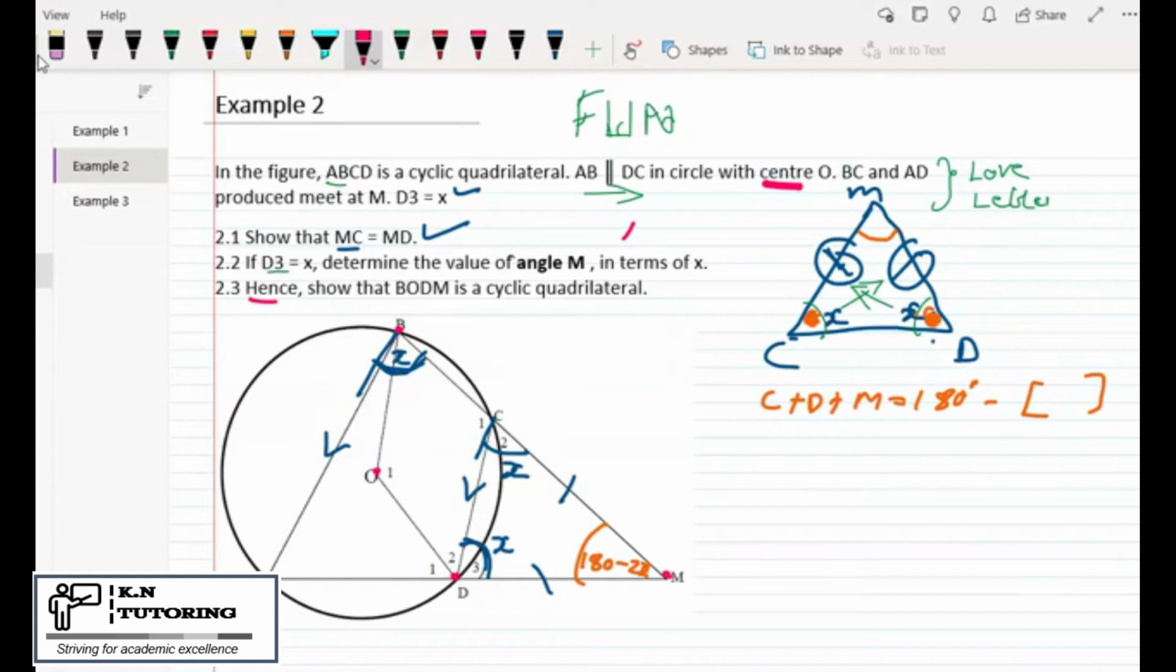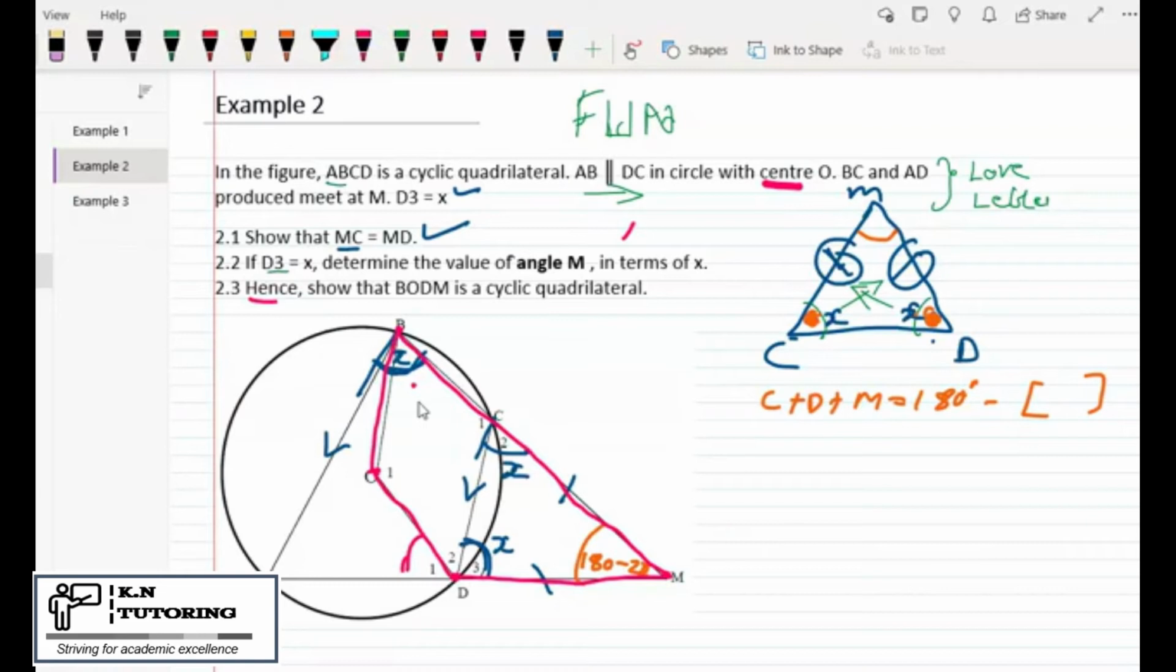We need to prove, how do we prove, that BOD is a cyclic quad? That is what we need to prove. How do I prove this? If I can get this angle, which is the exterior angle, equal to the interior opposite angle, if I can get that this is equal to that, that will be the first answer.